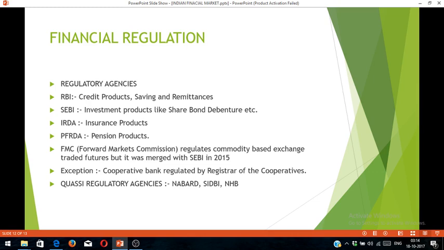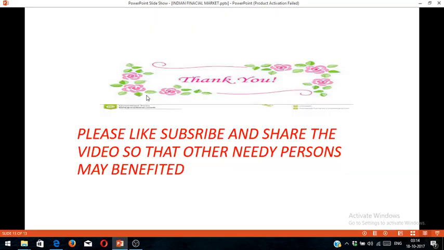Okay. Third one is your quasi-regulatory agencies. What are the quasi-regulatory agencies? These are NABARD, the National Bank for Agriculture and Rural Development, the Small Industries Development Bank of India, and the National Housing Bank. These three banks are quasi-regulatory agencies.